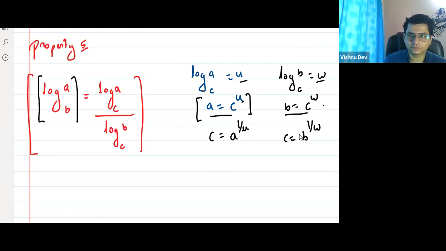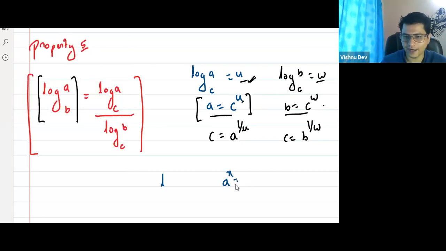Sir, I'm not understanding the property. Which step? Tell me. Sir, that log A base C is equal to U. Again, I have assumed log A base C is equal to U. This we have assumed. You have joined from the very start, or you joined in between?